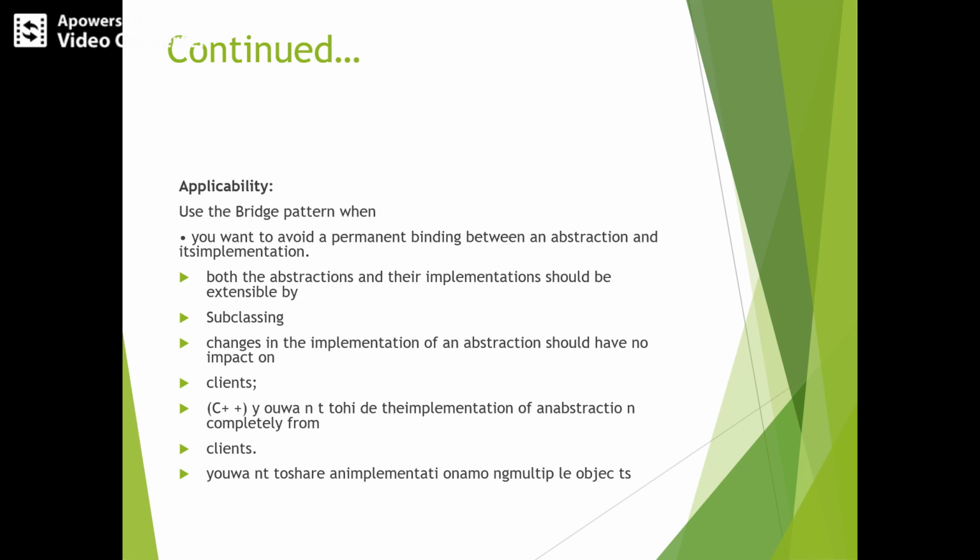Another case: use the bridge pattern when both the abstractions and their implementations should be extensible by subclassing. This is a good example. We have windows with their own subclassing, and the abstract implementation, the window IMP, having X window and PM window, which are their own subclasses. So in that case, extensively by subclassing, the bridge pattern lets you combine the different abstractions and implementations and extend them.